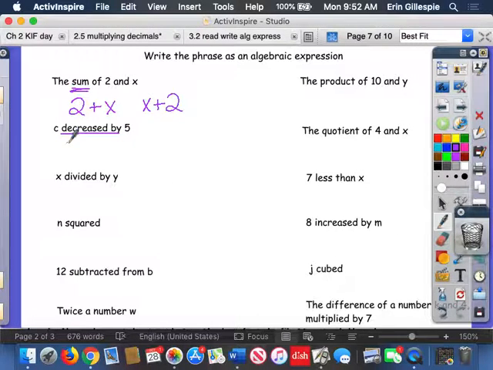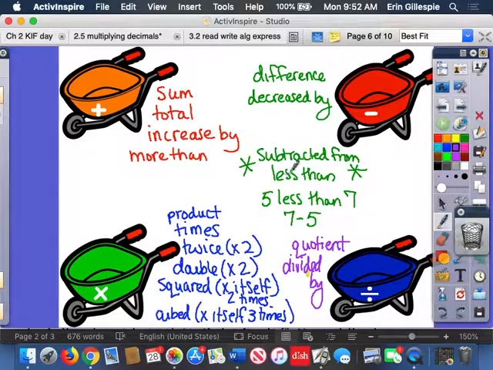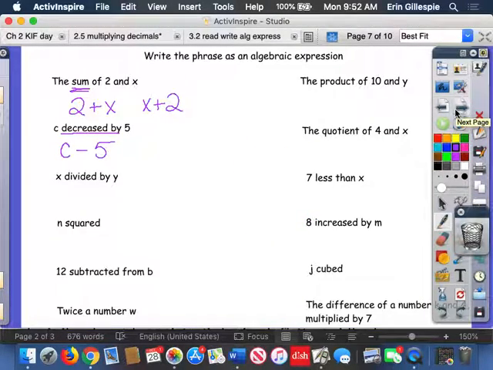But then if we look at the next one, c decreased by 5. Decreased by is a subtraction phrase. It has to go in the order of the sentence, unless it's one of those two we just talked about, unless it's less than or subtracted from, then it's the reverse of the order of the sentence. So this is the only answer for c minus 5, okay?